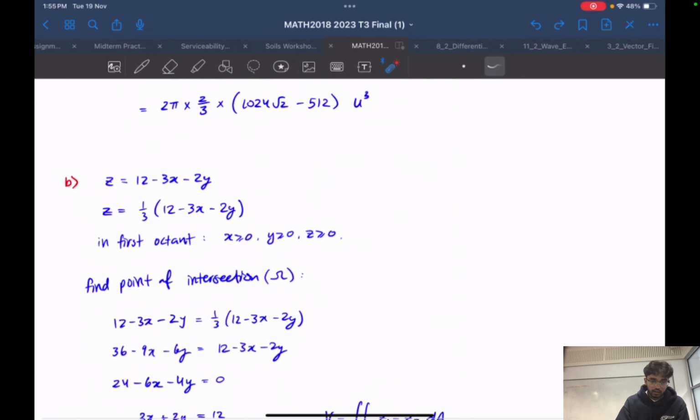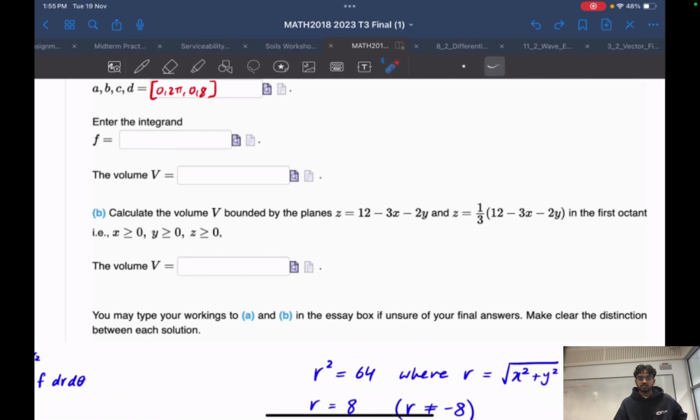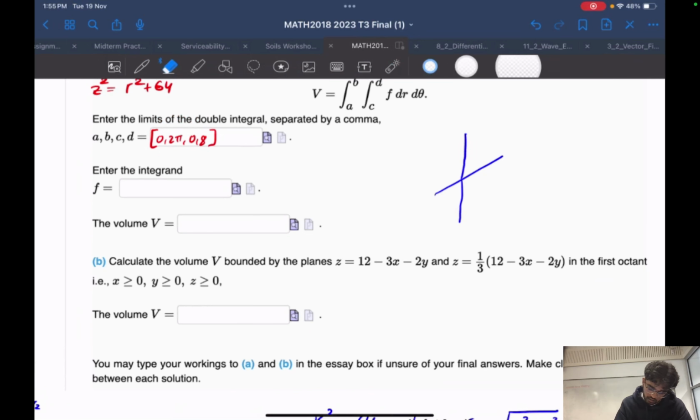So we have: calculate the volume bounded by the planes z is equal to 12 minus 3x minus 2y, and z is equal to 1 over 3 of 12 minus 3x minus 2y, right? And in the first octant. The first octant pretty much just means, let me draw an octant out. Here.